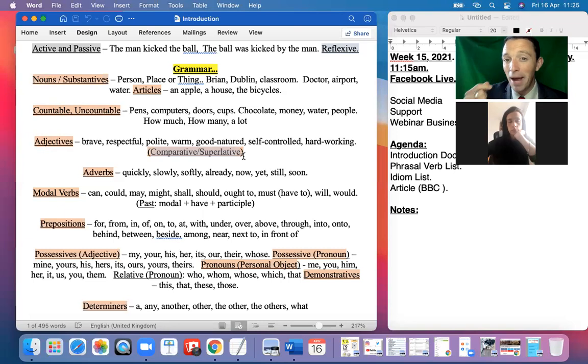Usually it's depending on the syllable. If it's one syllable, we add -er. And if it's more than one syllable, interesting, we say more interesting, most interesting. So that area is important.